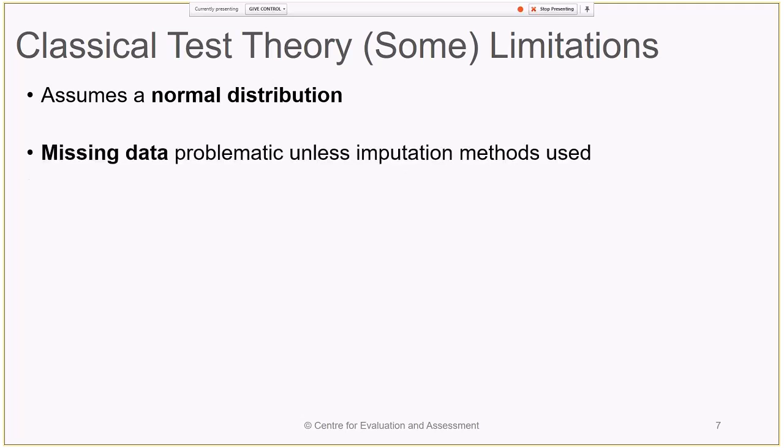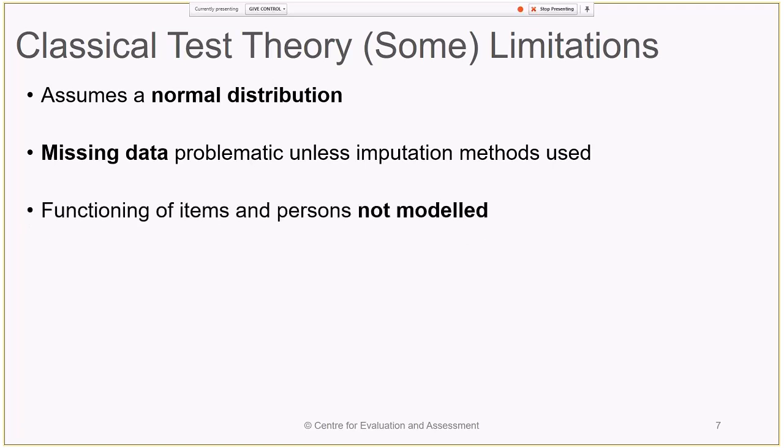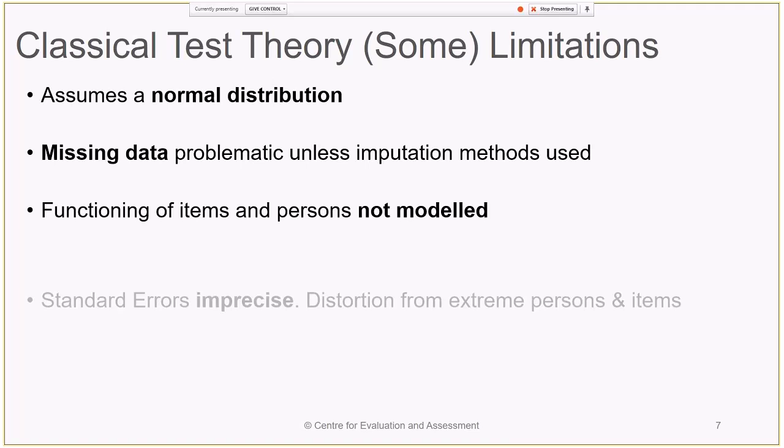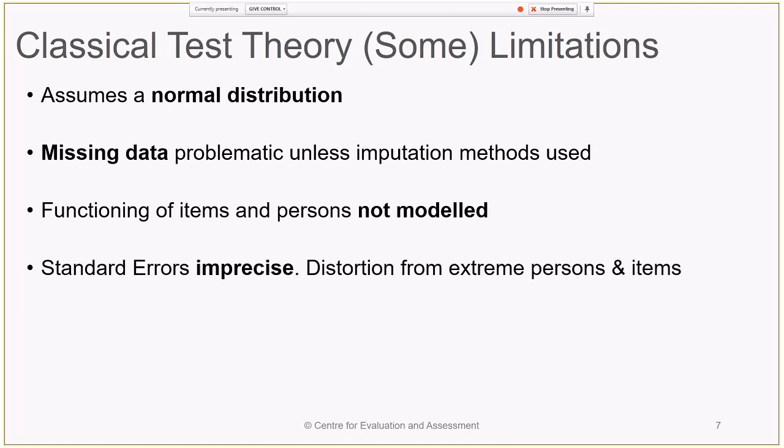Missing data are problematic. Think especially for things like factor analysis, unless you're using imputation methods, but that's quite sophisticated and I think often not taught. And the functioning of items and persons are not modeled with classical test theory. Standard errors are imprecise. So at the extreme end of a scale, both extreme people and items distort that scale.